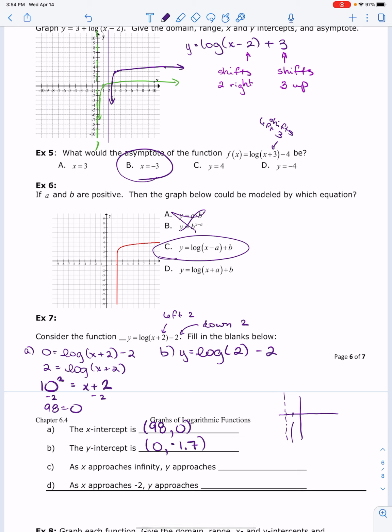And we know that this crosses at 98, 0, so we know that it crosses somewhere. And it's rising very slowly, but it does continue to rise. So as x approaches infinity, our f of x or our y approaches infinity. And as x approaches negative 2, keep in mind x is approaching negative 2 from the right, y is approaching negative infinity.